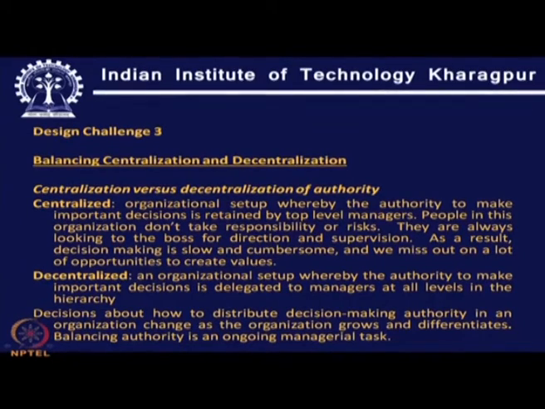Decentralized is an organization setup whereby the authority to make important decisions is delegated to managers at all levels in the organization.